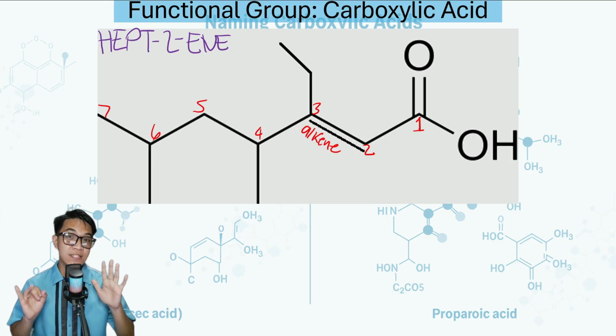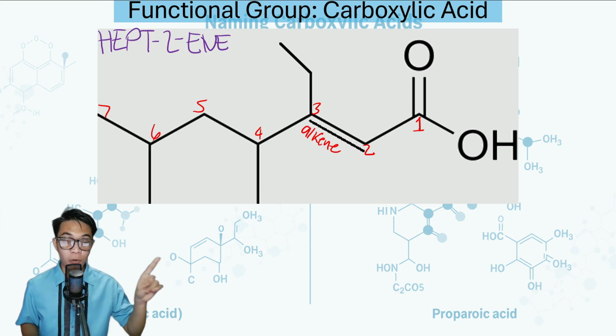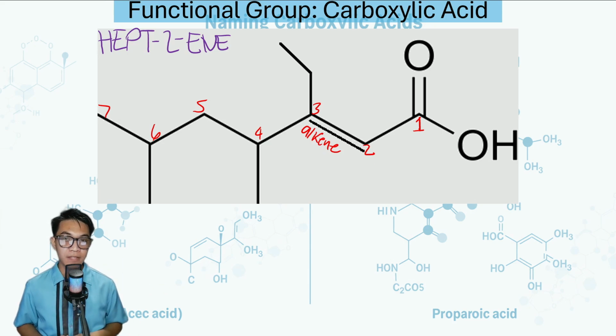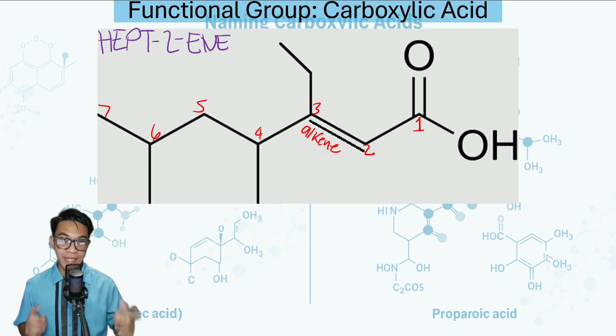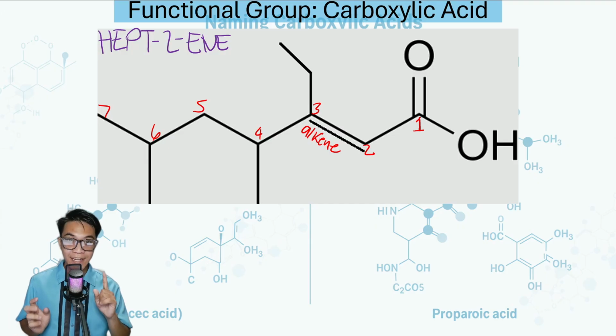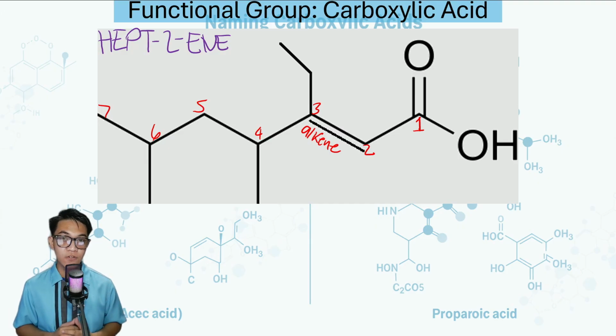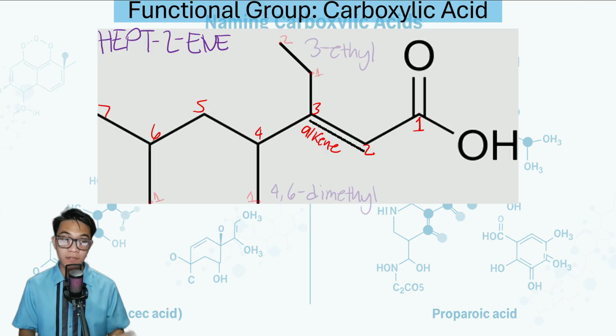And we have 7 carbon-to-carbon bonds with a double bond on the second carbon. So the name of this parent chain is hept-2-ene, to specify the location of the alkene on the specific parent chain. Next, let's identify the branches or substituents of this carboxylic acid. And there we have it. We have them on the third, fourth, and sixth, respectively.